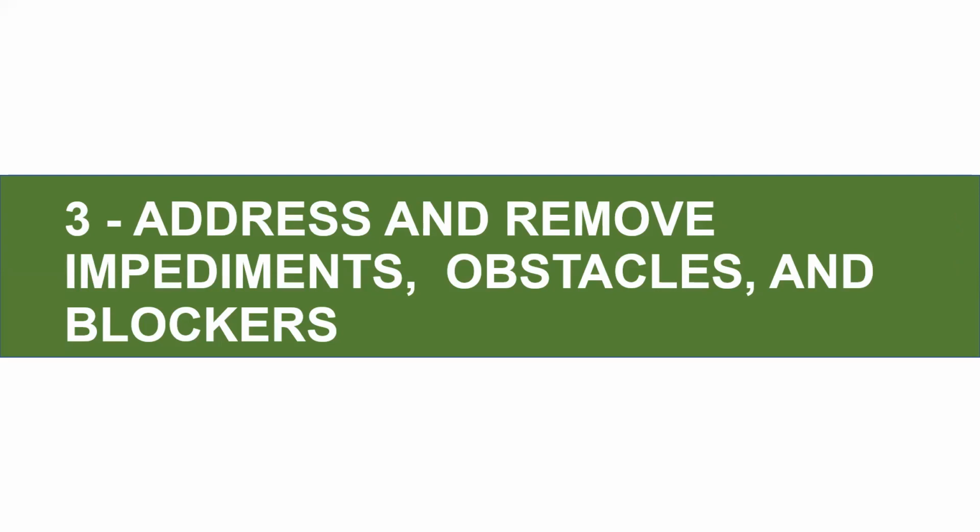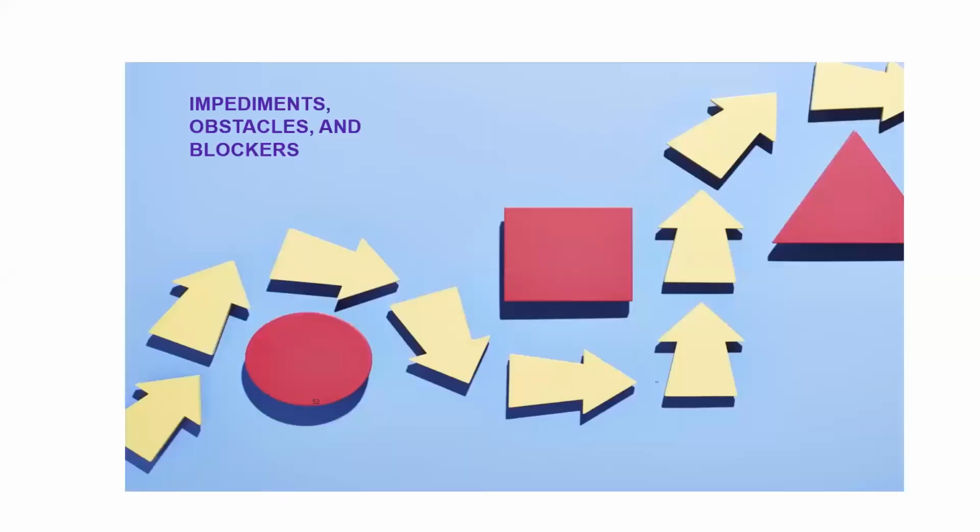Address and remove impediments, obstacles, and blockers. Now, what are impediments? What are obstacles? And what are blockers? Can you see on the diagram, there is the flow. The flow diagram is changing because something is causing what? A detour.